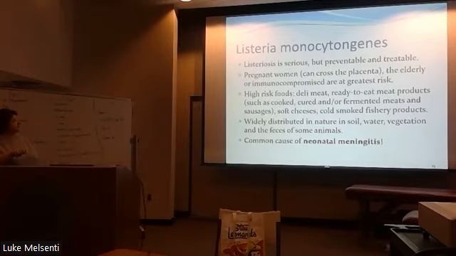Interestingly, most important here when it comes to listeria is pregnant women. Listeria can cross the placenta. The elderly or immunocompromised again are at the greatest risk. Think about the high-risk foods: deli meats, ready-to-eat meat products, soft cheeses. That's why they tell pregnant women to avoid soft cheeses during the course of their pregnancy.